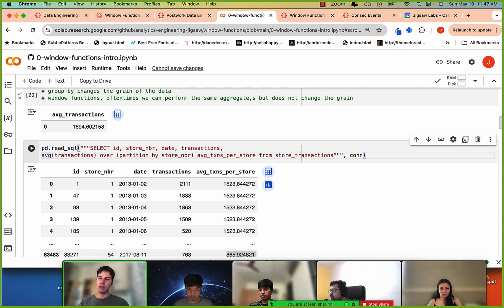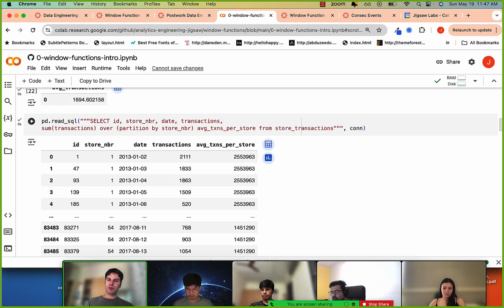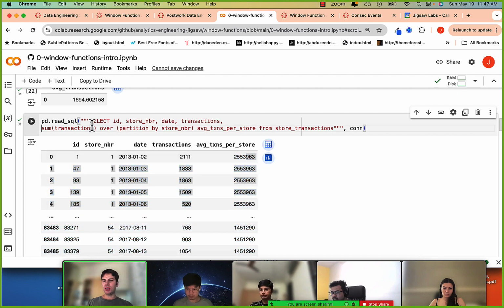And this can be different. This could be the sum, right? So sum of, like, what's the total number of transactions across all days, per store. You could do that. So now for store number 1, the total is 5 million, something like that. So you can change this.